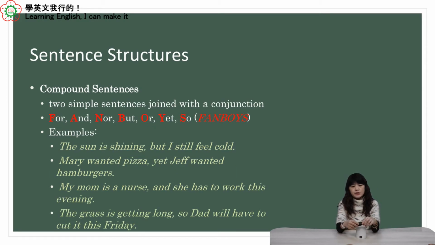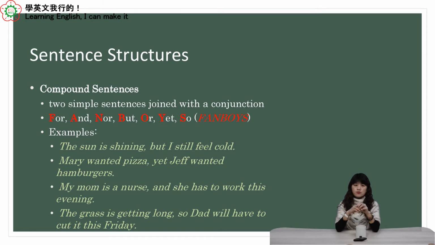Next, we are going to see the sentence structure called the compound sentence. A compound sentence means we have two simple sentences joined with a conjunction. For conjunctions, you will hear people say FANBOYS, which means for, and, nor, but, or, yet, and so. We take the first letter of each conjunction and put them together, and that is what we call FANBOYS.